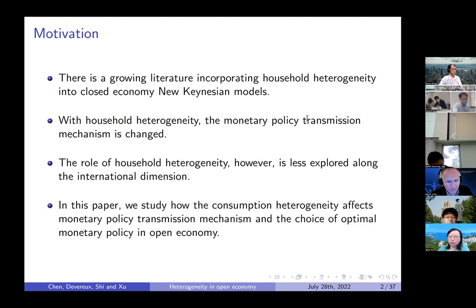In this paper, we want to study consumption heterogeneity. We consider two types of agents: one is the hand-to-mouth agent, and the other is the normal kind of agent we emphasize in the standard literature. We want to explore how introducing this consumption heterogeneity affects the international monetary policy transmission mechanism, and also how it affects the choice of optimal monetary policy in the open economy. So this is the key.